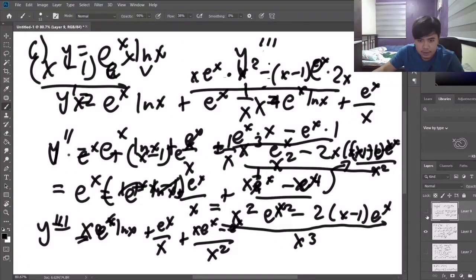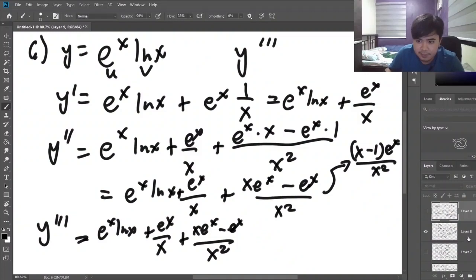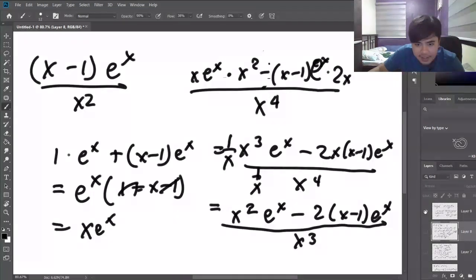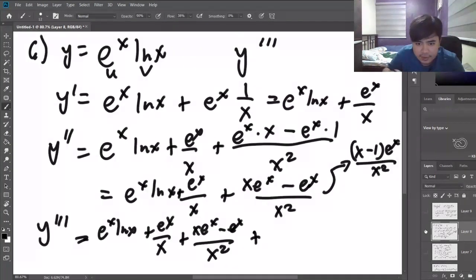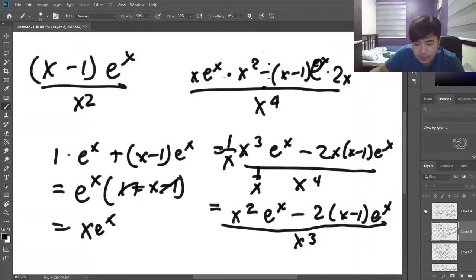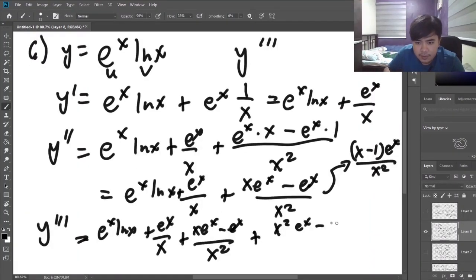It's a bit messy, so pardon. Hold on, let me see again. X squared e to the x minus 2 times x minus 1 e to the x over x cubed.